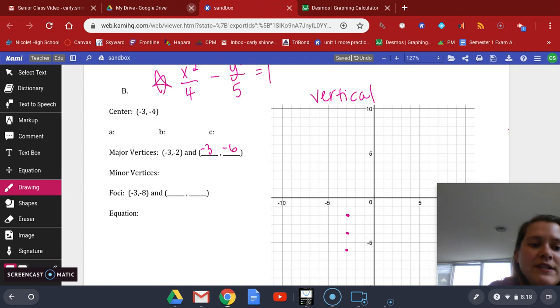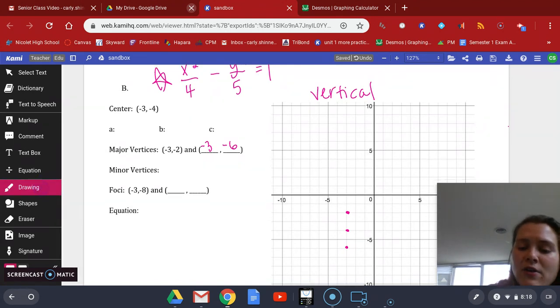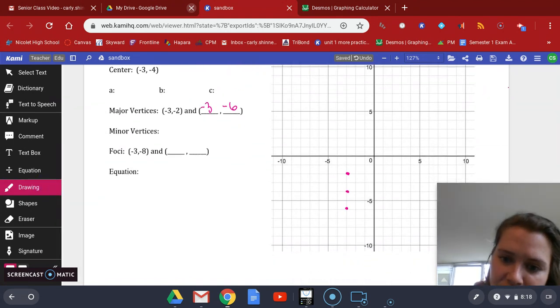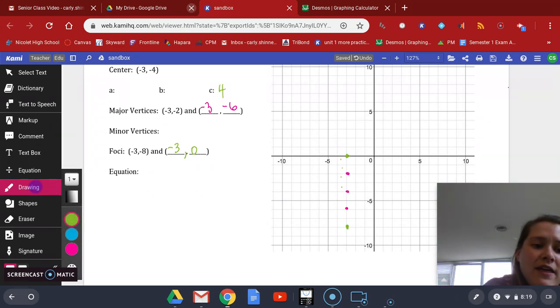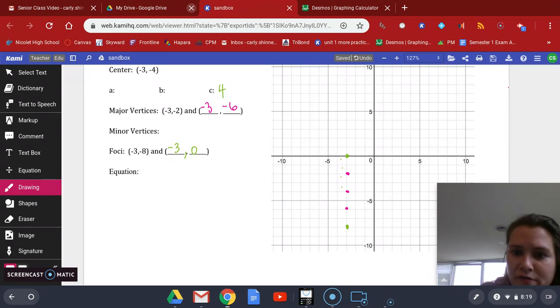All right. Now let's take a look at my foci. I know that one foci is at -3, -8. So then again, I'm going to use that symmetry to get the other foci, and that's going to be -3, 0. Okay, so right away, this is my center, and so my letter C is going to be 1, 2, 3, 4. And then my letter A, the distance from the center to my major vertex, will be 2.